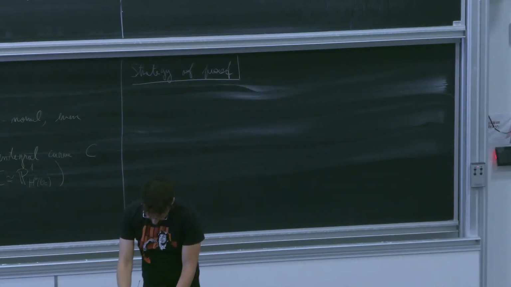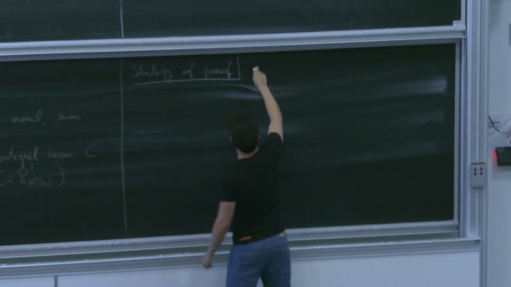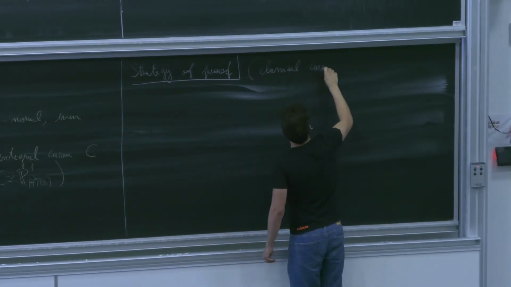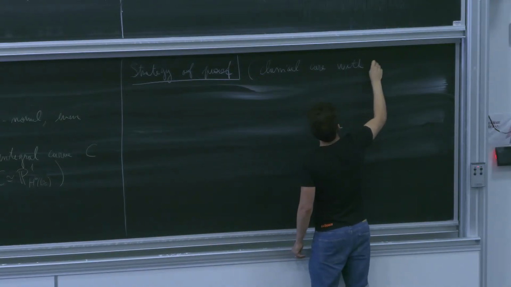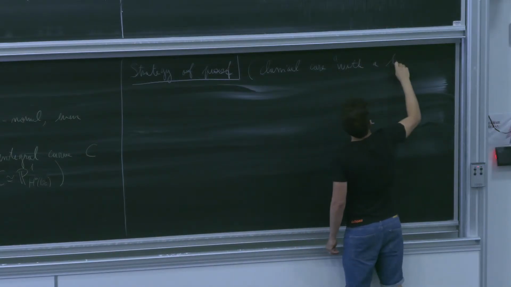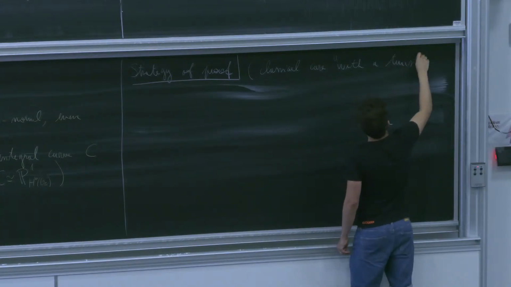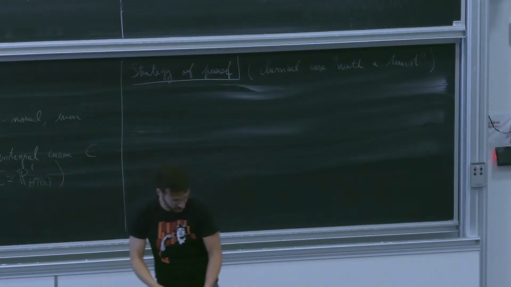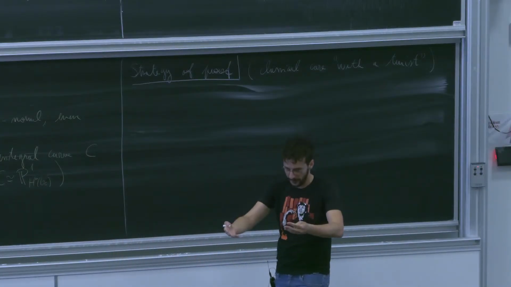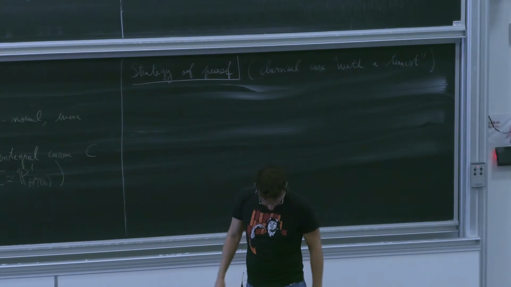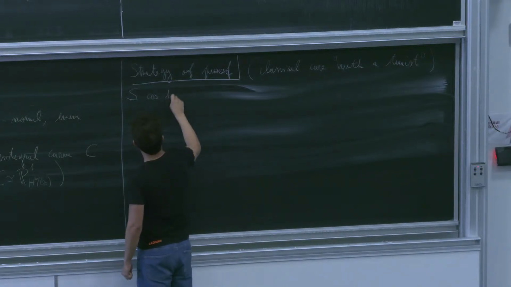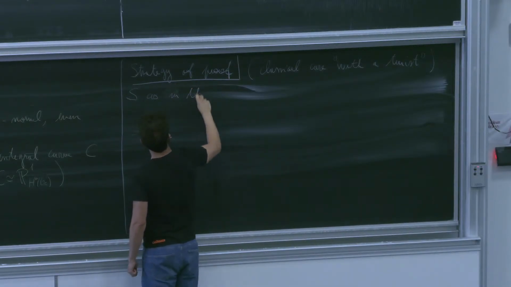Let me do this case, the classical case with a twist. At least I try to pass the basic idea of the original proof and how we generalize this, to avoid sticking to the imperfect case. So let S be as in the statement.